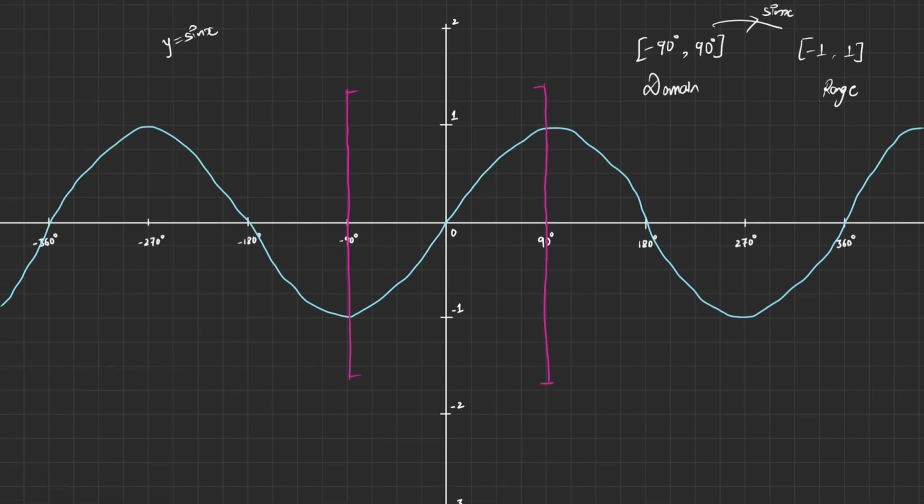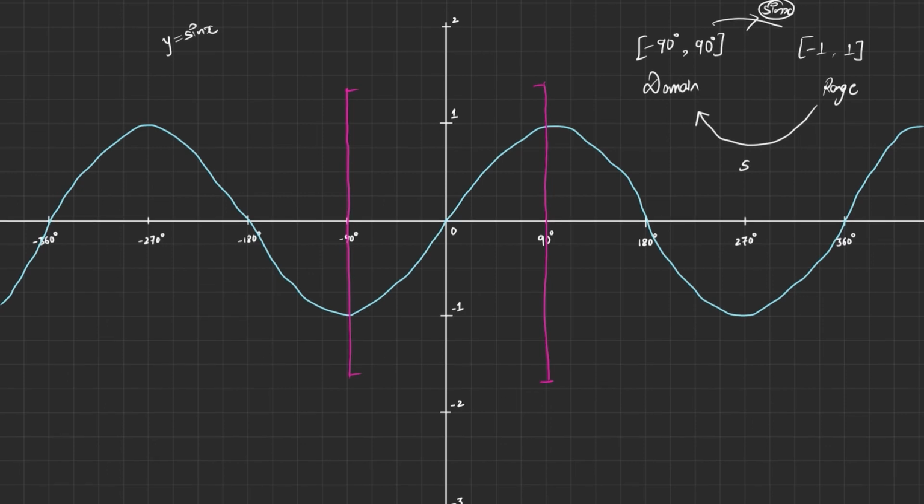Now I can make the inverse of the sine function. So I can make a new function from minus 1 to 1 to minus 90 degrees to 90 degrees. I will write that function as sine inverse of x. For sine inverse of x, the domain will be minus 1 to 1, and the range will be minus 90 to 90.